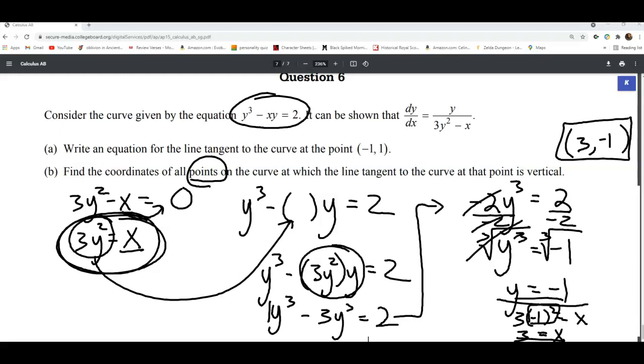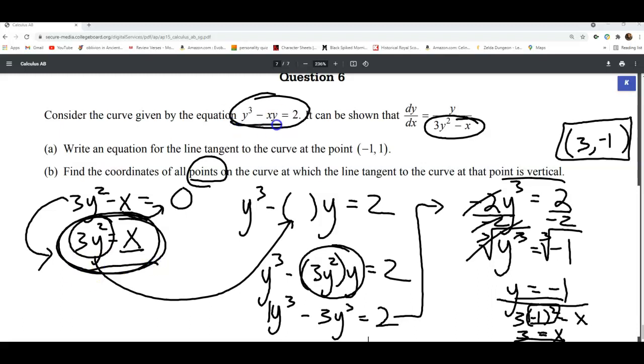So let's go through it again. What was the first thing I did? The first thing I did was I noticed that they wanted me to find the points where we have a vertical tangent line. And we decided, okay, well, that means the denominator has to equal 0, which gave me this. And then from there, I did a system of equations.